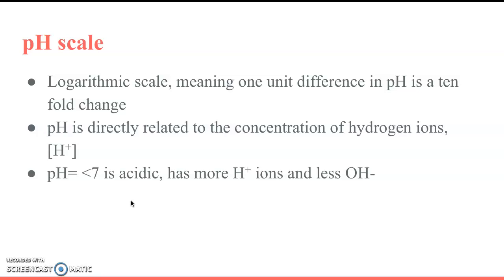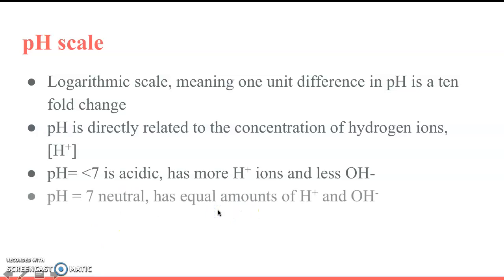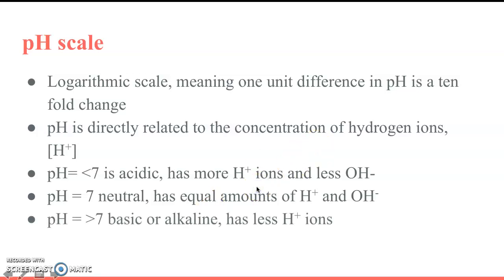A couple things that you need to have down is pH less than 7 is acidic. That means the solution has more hydrogen ions than hydroxide ions. pH of 7 is neutral, just like we saw with water, has equal amounts of hydrogen ions and hydroxide ions. And a pH greater than 7 is basic or alkaline, meaning it has less H plus ions and more hydroxide ions.